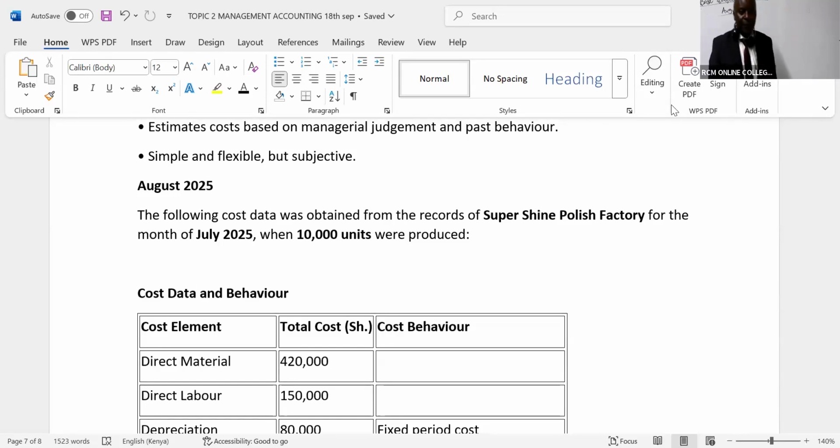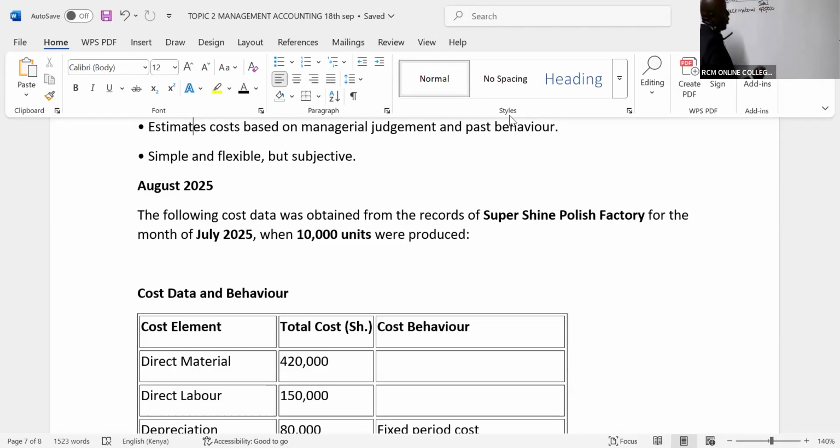Is that okay? So we are told here, even if you don't have the question, just put all your eyes here. The following cost data was obtained from the records of Supershine Polish Factory. It's a great name, Supershine. For the month of July 2025, when 10,000 units were produced. So we have the first one, which is the cost. They have told us direct material. They have given us here the total. The total is 420,000.